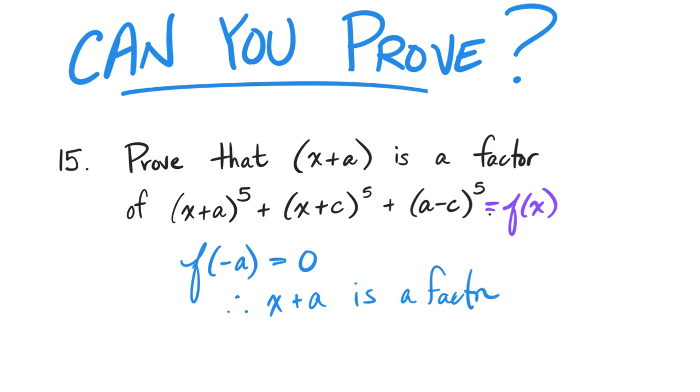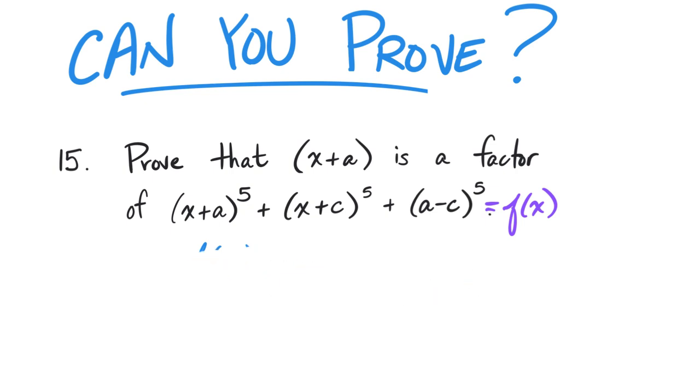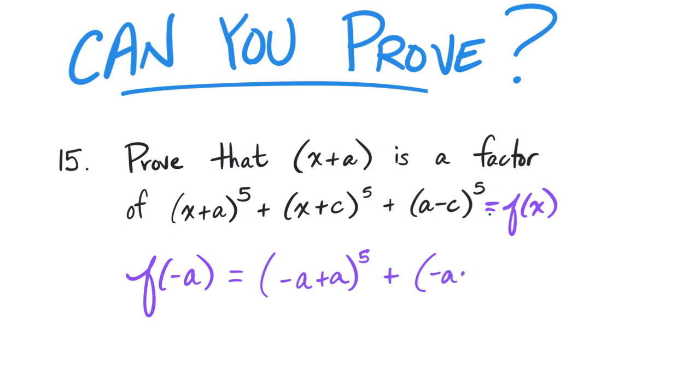X plus a is a factor if I can show that. So that is driving my decision. I am then going to take negative a and sub it in wherever I see my variable. In this case, my variable is x. So what's that going to give me? Well, my first bracket is going to become negative a plus a to the fifth. And I am showing you just this generic substitution.